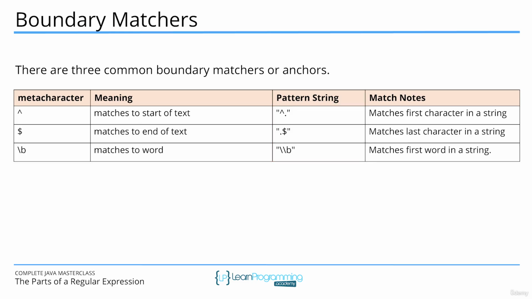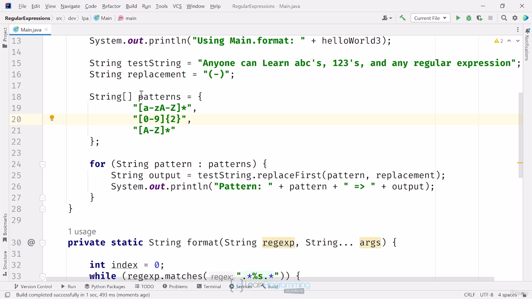Okay, so let's look at these in code. I'll go back to my patterns. First, I'm going to add a $ sign at the end of the first pattern. The $ sign is the boundary matcher, or anchor, meaning match at the end of the string. In this case, the pattern preceding this character will be applied, starting with that anchor point.